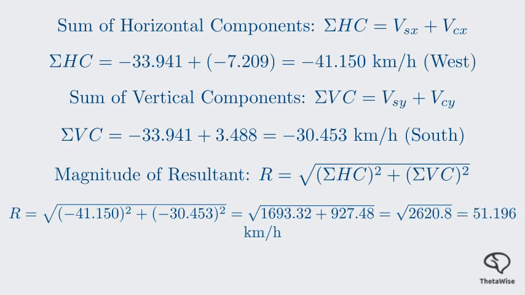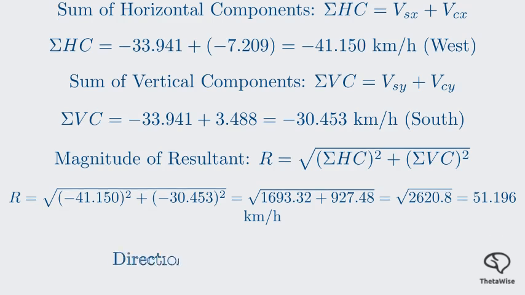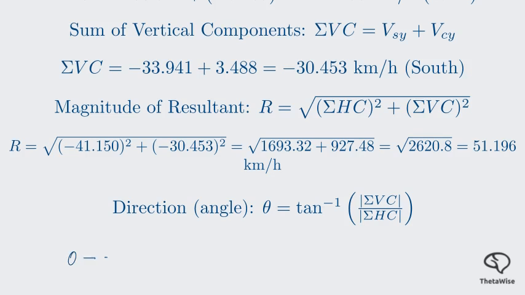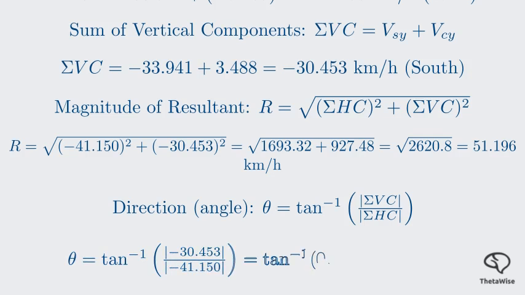Finally, we find the direction. We use trigonometry. The angle theta is the inverse tangent of the absolute value of the vertical component divided by the horizontal component. It's important to use the absolute values here. So theta is the inverse tangent of the absolute value of negative 30.453 divided by negative 41.150.